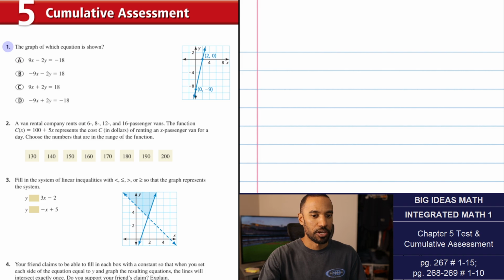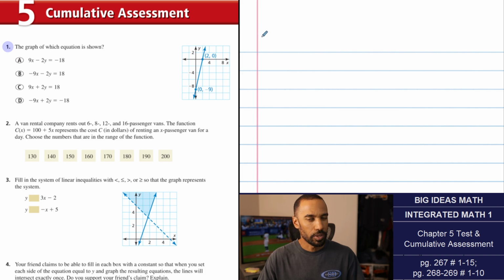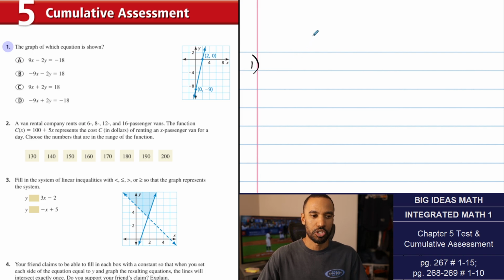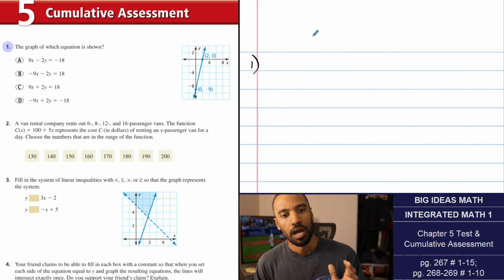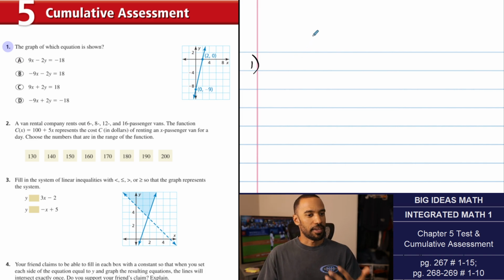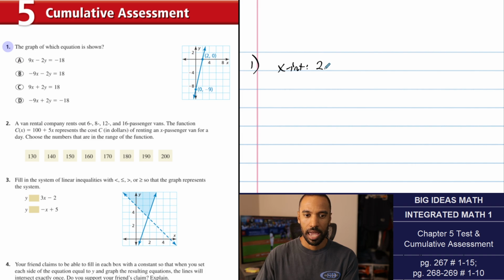The graph of which equation is shown? Oh, well, that's not from this chapter. That would be chapter 3. We graphed in chapter 3. So number 1, the graph of which equation is shown here. I'm going to determine based off of intercepts. So when I'm looking at this, I got an x-intercept of 2 and a y-intercept of negative 9.